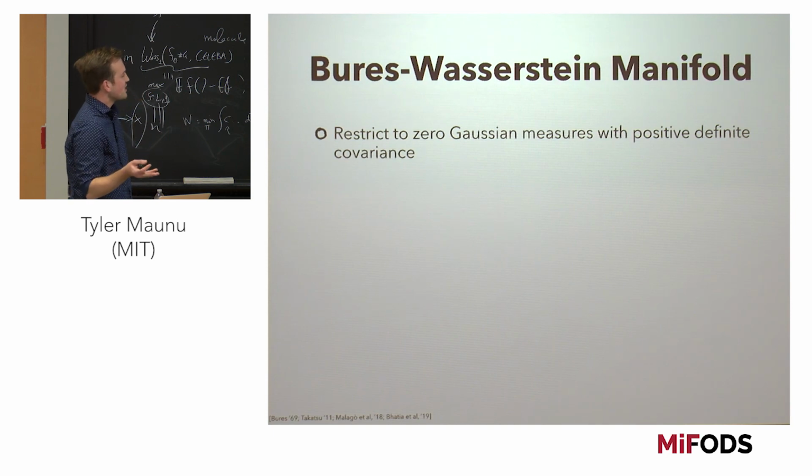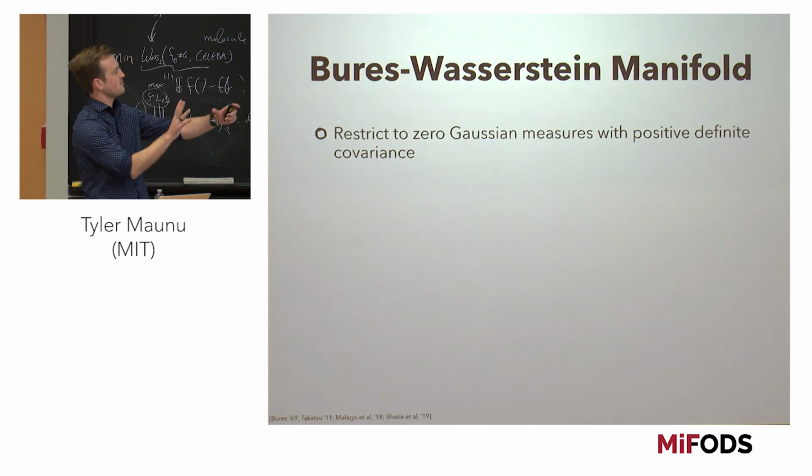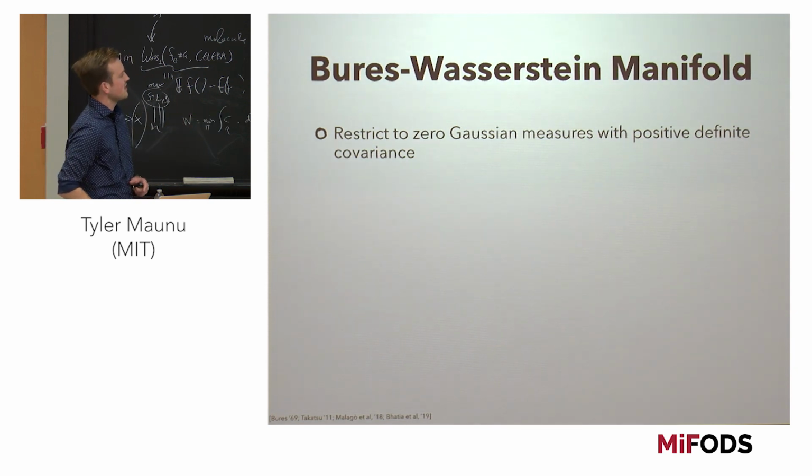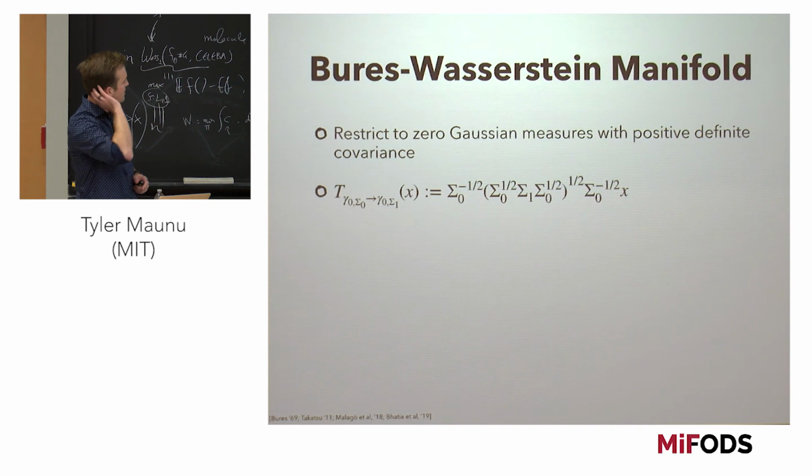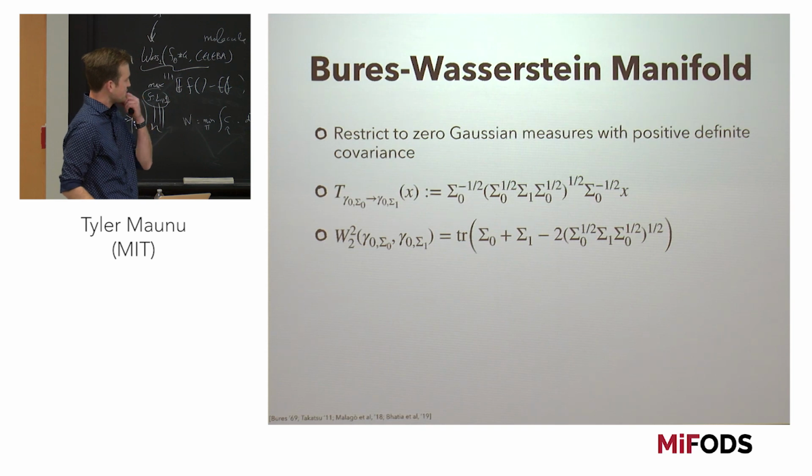Because the mean and covariance separate, we're just going to restrict to mean zero Gaussian measures. Because transporting by the mean, you're just transporting the whole distribution by that fixed distance between m0 and m1. And so you're left over with just this as your transport map between the two. And this is your transport distance.